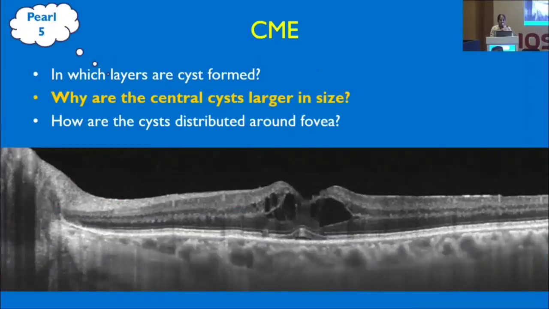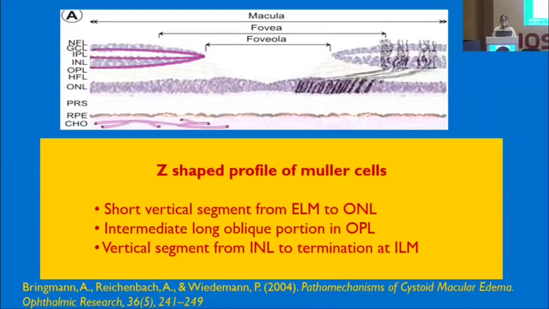Why are the central cysts larger in size? To understand this, let's understand the arrangement of the Muller cells. They have a Z-shaped morphology at the fovea and the foveola. So initially we have a short vertical segment extending from the external limiting membrane to the outer nuclear layer. Followed by that, there is an intermediate long oblique portion along the outer plexiform layer, that is the Henle's layer. Then we have a vertical segment from the inner nuclear layer to the termination of the ILM.